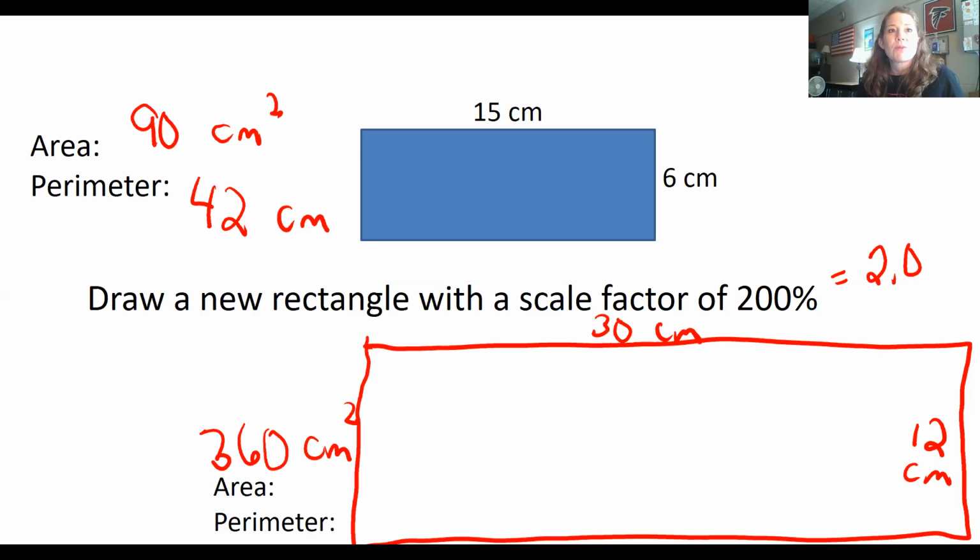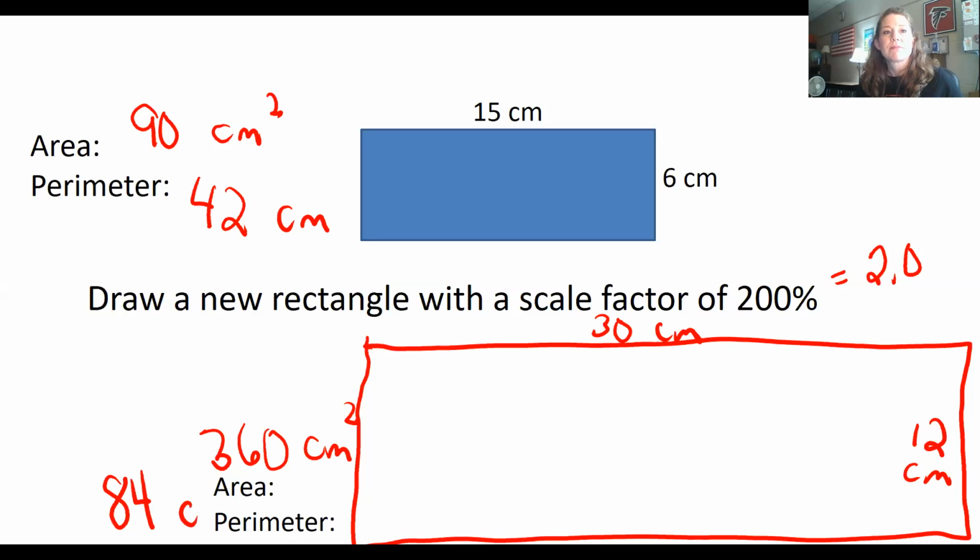Now the perimeter wasn't multiplied, we were just adding numbers that were twice as big, so that will literally double. So the scale factor affects the perimeter the same as the dimensions, but for the area you'd have to square the scale factor, and that's how much bigger the new area will be. So the new perimeter is going to be 84 centimeters.